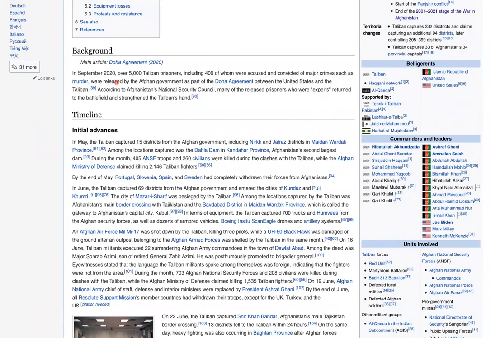In September 2020, over 5,000 Taliban prisoners, including 400 of whom were accused and convicted of major crimes such as murder, were released by the Afghan government as part of the Doha Agreement between the United States and the Taliban. According to Afghanistan's National Security Council, many of the released prisoners who were experts returned to the battlefield and strengthened the Taliban's hand. Let's take a look at what the Doha Agreement was.